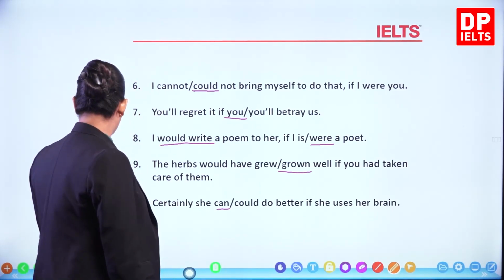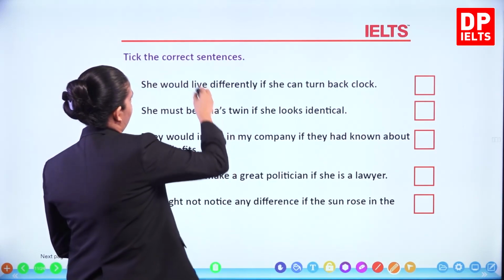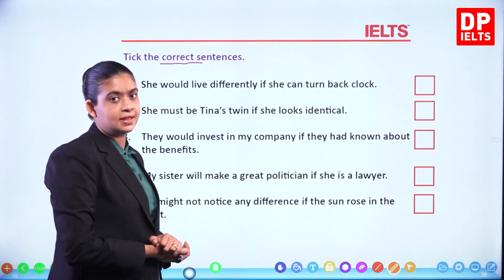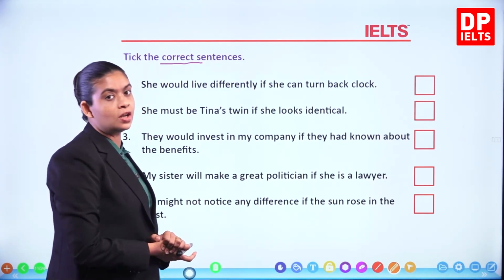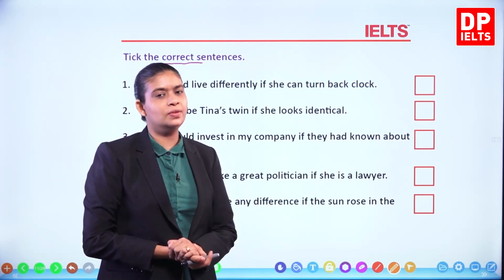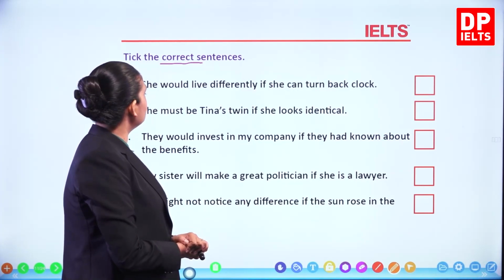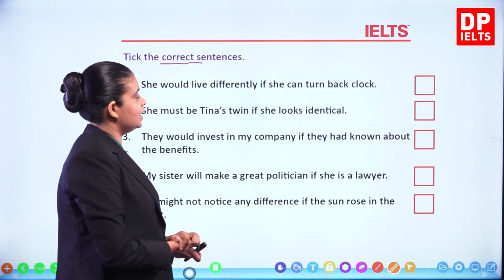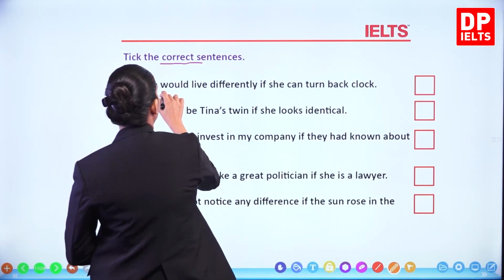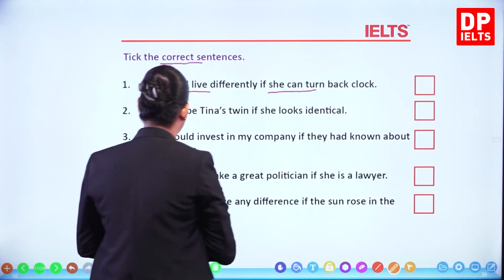All right, so coming to the next activity, tick the correct sentences. There are some sentences here which are incorrect as well. Tick the ones which are only correct. So in your context, what you could do is jot down the answers of the correct sentences, right? She would live differently if she can turn back clock. Okay, so would live differently if she can turn back clock.